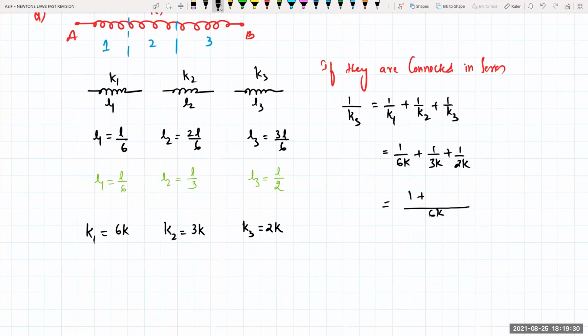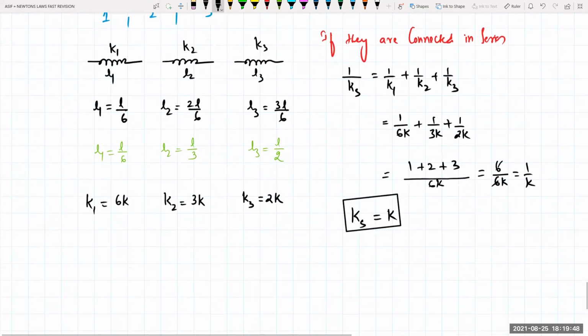6K. So this will become 1 plus 2 plus 3, that is 6 by 6K. That will be equal to 1 by K. That means the spring constant in series will be equal to K. Clear?